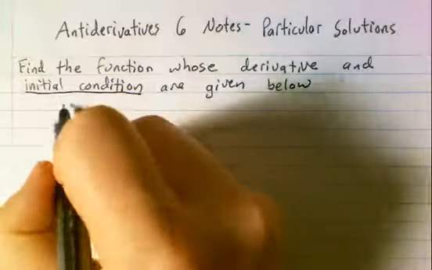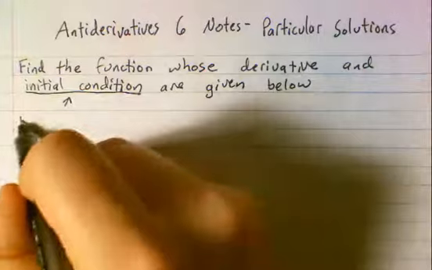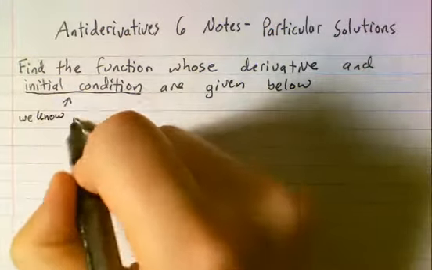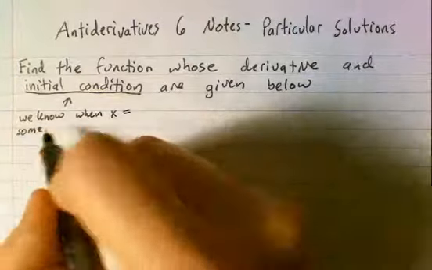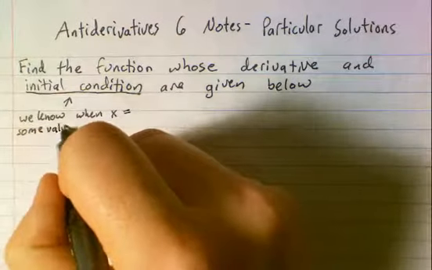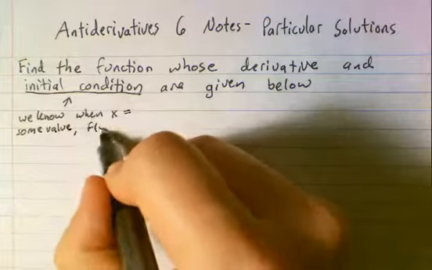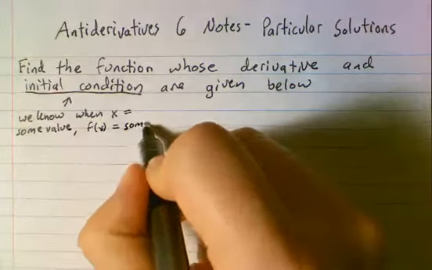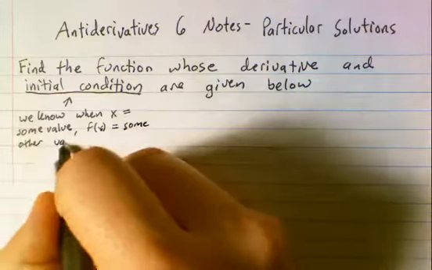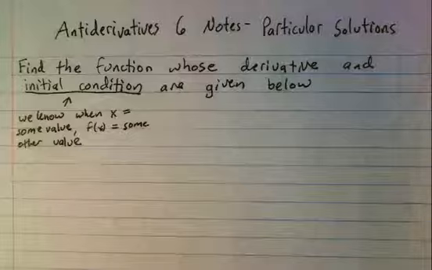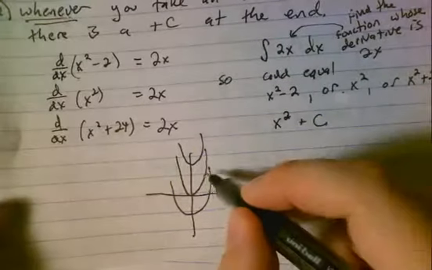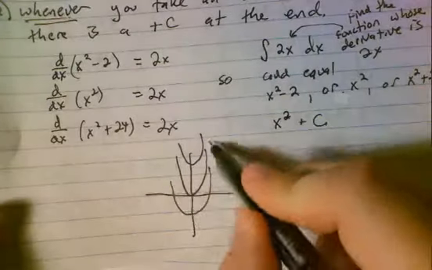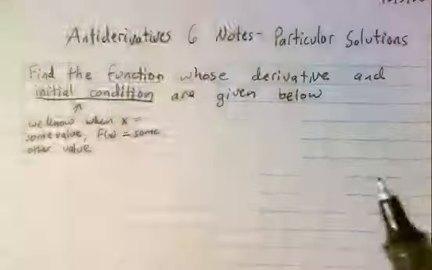All this initial condition means is that we know that when x equals some value, f of x equals some other value. Basically, if we have our family of curves, we're told that there's some particular point that the curve goes through, and we're finding the curve that goes through that particular point. So what that looks like is something like this.